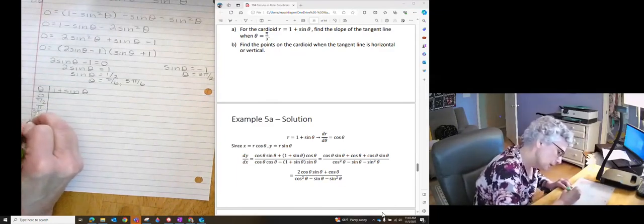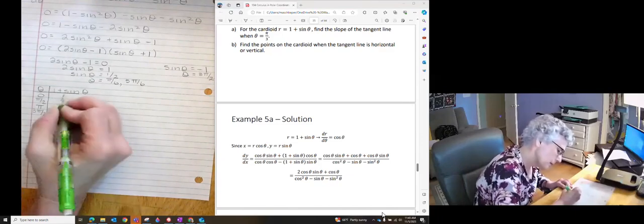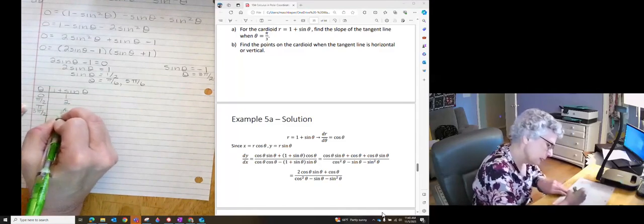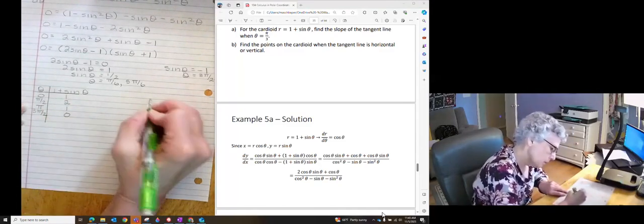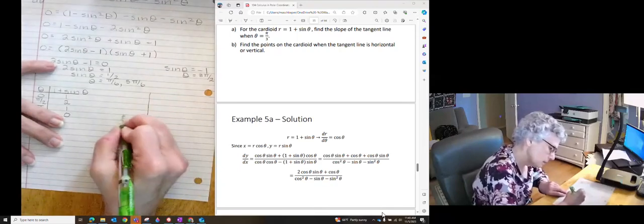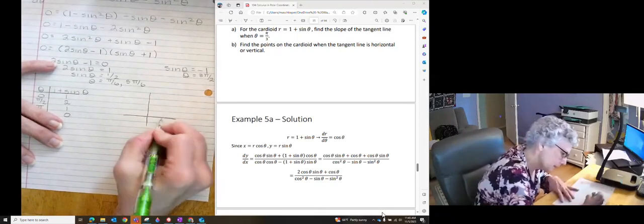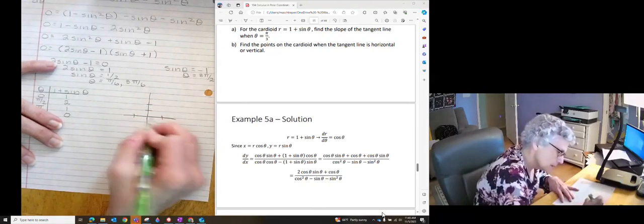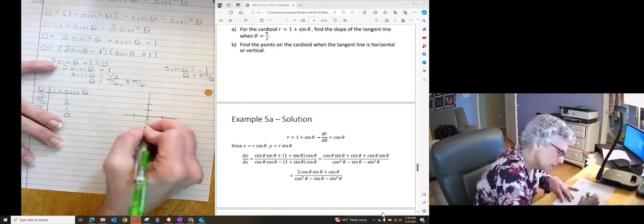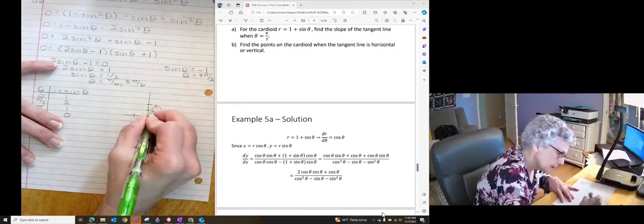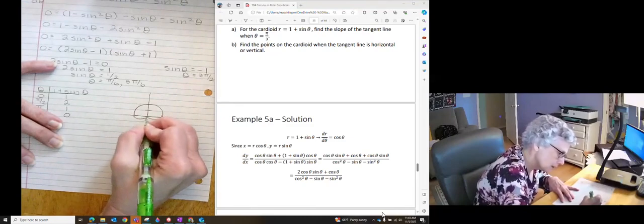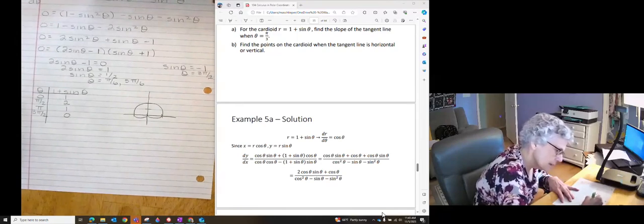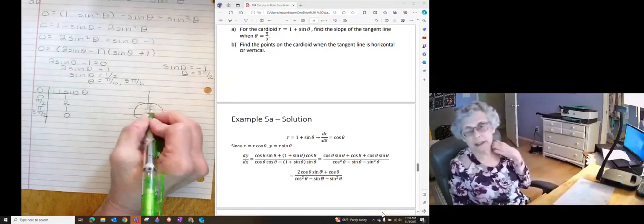So 0, pi halves, pi, 3 pi halves. If I plug 0 in, I get 1, 2, 1, 0. So 1, 2, 1, 0, very much not to scale. But it looks something like this.